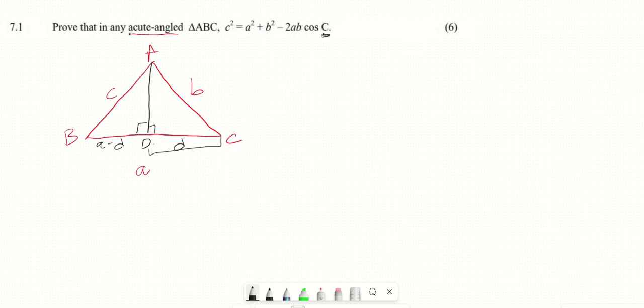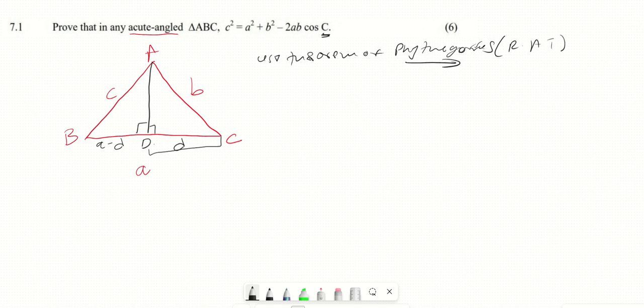So to prove this, we need to use the theorem of Pythagoras. Remember, the theorem of Pythagoras works in a right angled triangle. Now we have two right angled triangles here, ADC and ABD. Let me start with ADC.